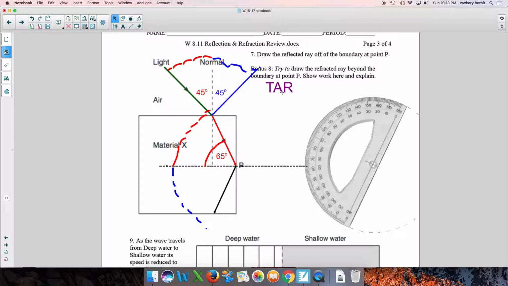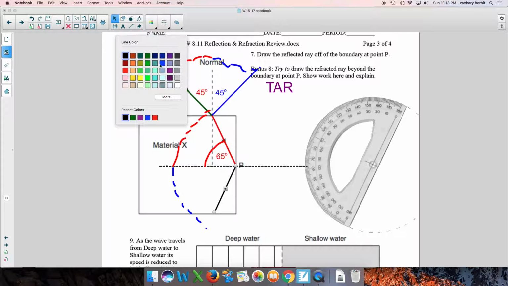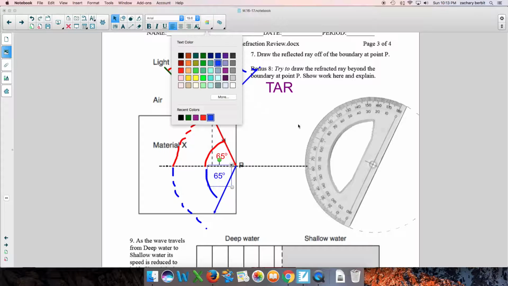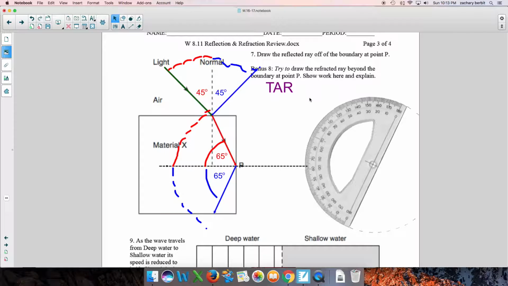Then you'll have another TAR. So let's come over here. This is the reflected ray, which we drew blue, so let's draw that blue. That also has a 65-degree angle. And actually, that's all this question asks for.